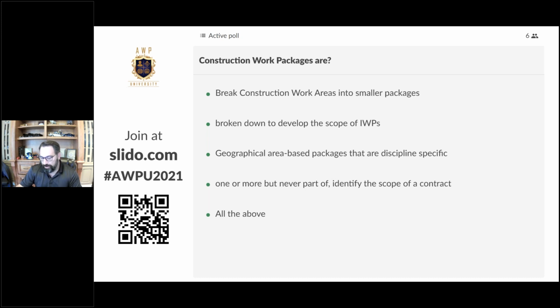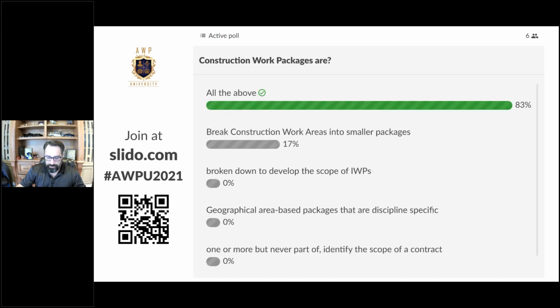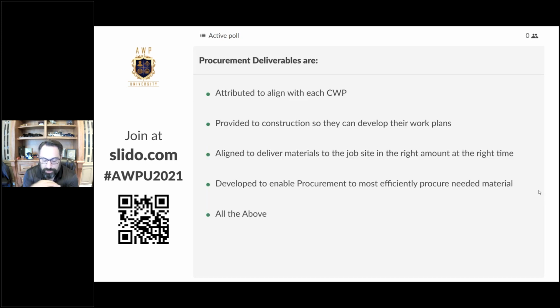One or more, but never part of, a CWP identifies the scope of a contract. So as I said before, they could be one to one on a contract, or it could be 2 or 3 CWPs per contract, but never part of a CWP. So I think our answer is definitely all the above. So good job on that. Break down construction work areas into smaller packages, obviously very true for those of you that selected that, but the most correct answer is all of them, all the above. All right, good job. So let's look at the next one.